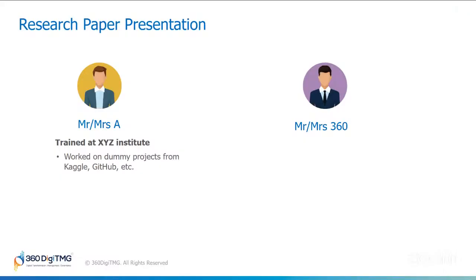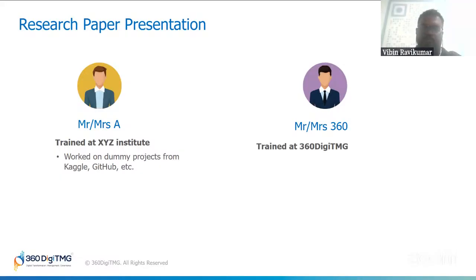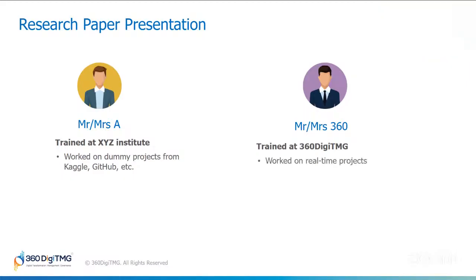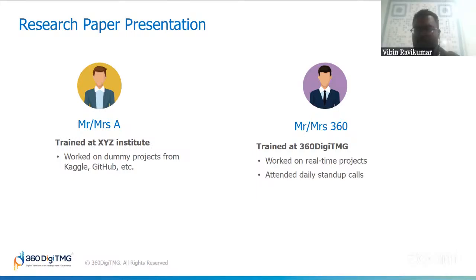But when it comes to the student at XYZ Institute, he will not be working on real-time projects. He'll work on the projects that are available in Kaggle, GitHub, etc. All the open source projects he'll work on. Now, when it comes to students at 360, they're going to be getting trained by real-time practitioners. So while they are getting trained, they're also going to get experiences about how their trainers have been facing challenges, what the problems are, and how they solved them.